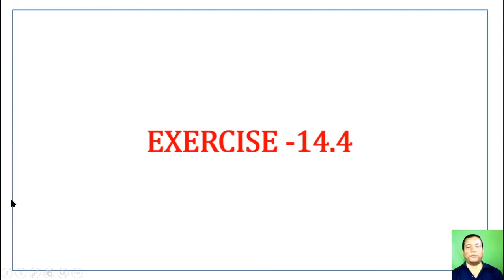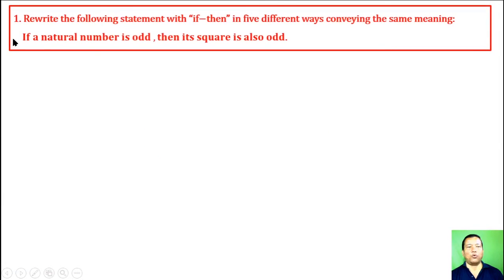Exercise 14.4. Question number 1. Rewrite the following statement with if then in 5 different ways conveying the same meaning. If a natural number is odd, then its square is also odd.